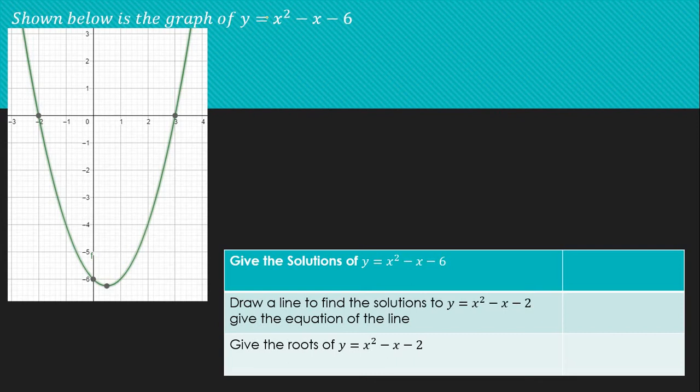This is a question that I've made. It's not the same as the ones that are on MyMaths, but this one says shown below is the graph of y equals x squared minus x minus 6. And so that's this graph here. The first question said give the solutions of exactly that graph.